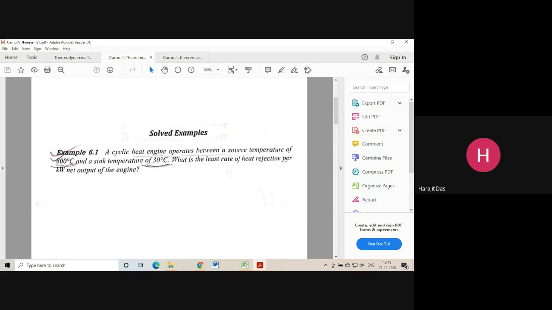So what you are asked is, what is the least rate of heat rejection? So you are asked that the heat engine is releasing the least heat. When a heat engine can give out the least heat, it will be a reversible heat engine, I told you, isn't it? When Q2 will be minimum, then only that will be a reversible heat engine, understood. So we will see what is the per kilowatt net output of the engine.